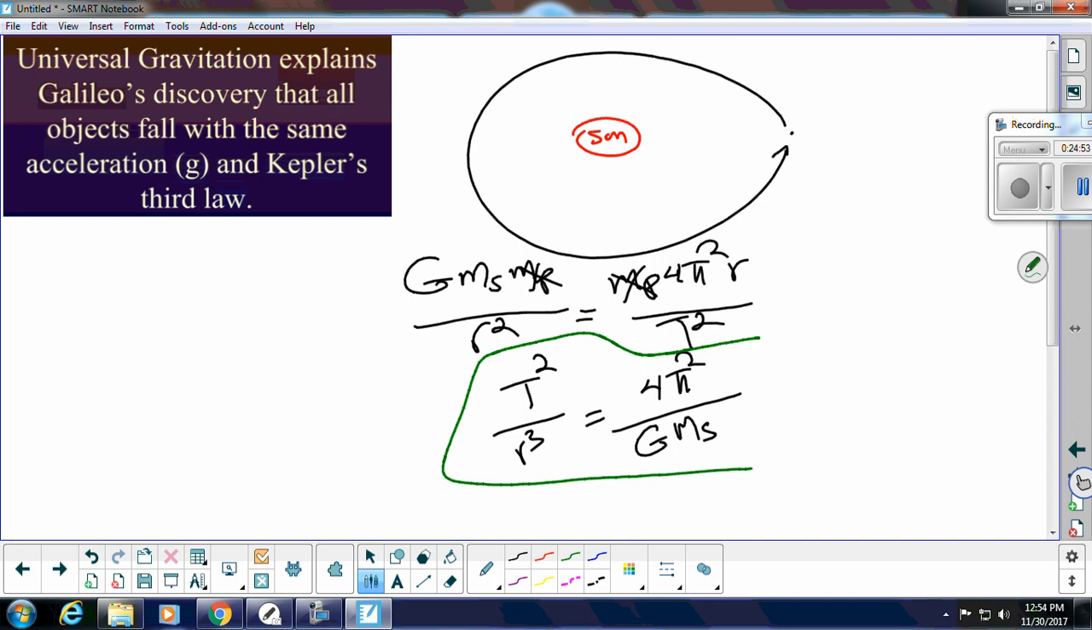Now, I told you that with Kepler's third law, he said if you take the period squared of a planet divided by its radius cubed, you get a number that is the same for all the planets. It is constant, and the mass of the sun is constant, and 4 is constant, and pi is constant. So that is the value that you get, regardless of whichever planet you're talking about. Okay? Mass of the sun.